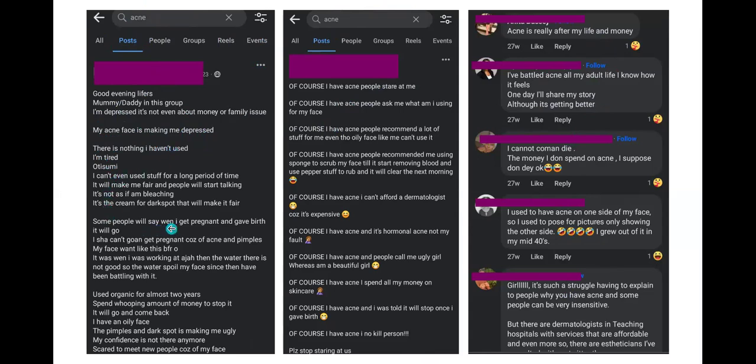Some people say when I get pregnant and give birth, it will go. My face, I can't go and get pregnant because of acne and pimples. My face wasn't like this before. So you can see all these things this person is saying, and you can get information here. Okay, this is how this problem is affecting this person.